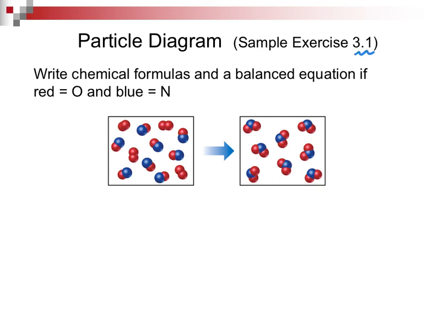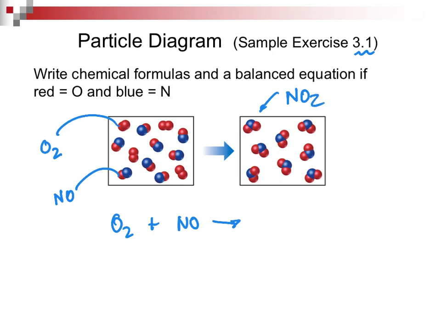It comes from our current chapter. And it says, write the chemical formulas and a balanced equation. If red is oxygen, well, if I look at red and oxygen, I see an O2. What am I going to call this thing? Well, I'm going to call this nitrogen oxide because it's the naming we learned in chapter 2. So it looks to me like O2 is reacting with NO, and what is it forming? Well, it looks to me like an NO2.